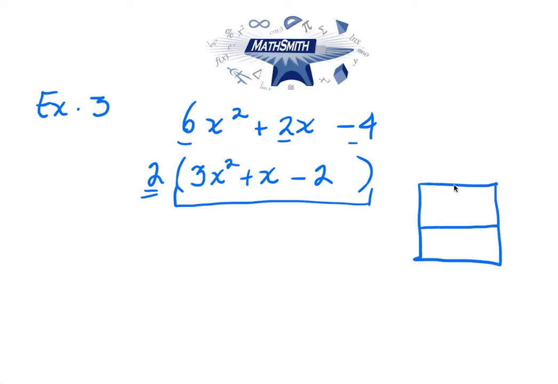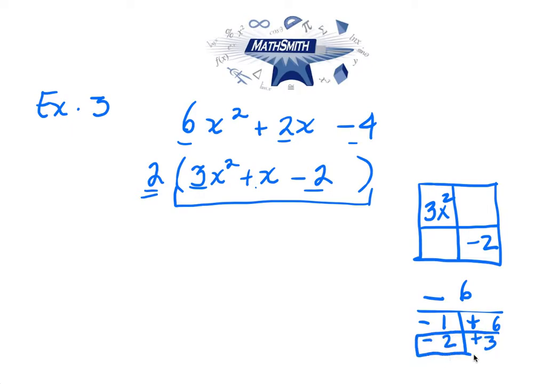All right, so we're going to put 3x squared here and a negative 2 here. I'm going to multiply my first and last terms. That gives me a negative 6, and I have to have that combine into a positive 1 for my x terms. So the larger absolute value is going to be positive, and the smaller one is going to be negative. If I did 1 and 6, that's positive 5. That's not going to work. If I did negative 2 and positive 3, there you go. That's my combination. That's going to give me a positive 1.